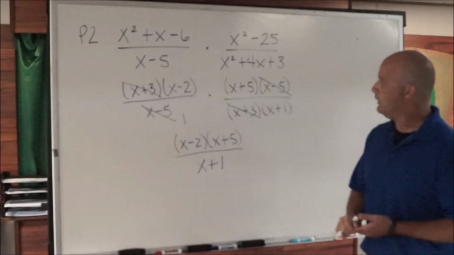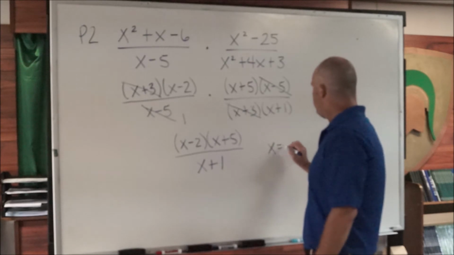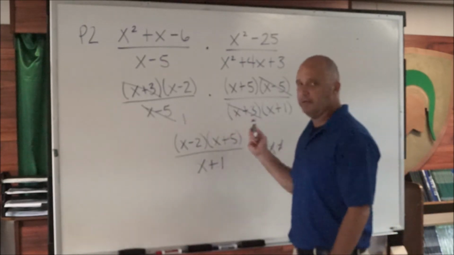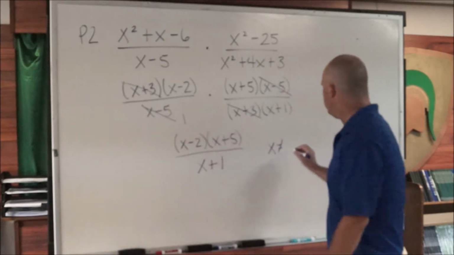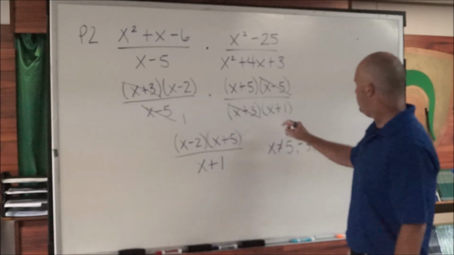Okay. Now we need to look at restrictions. So the restrictions on this, x could not be anything that was in the denominators. So we cannot have a 5, we cannot have a negative 3, and we cannot have a negative 1.